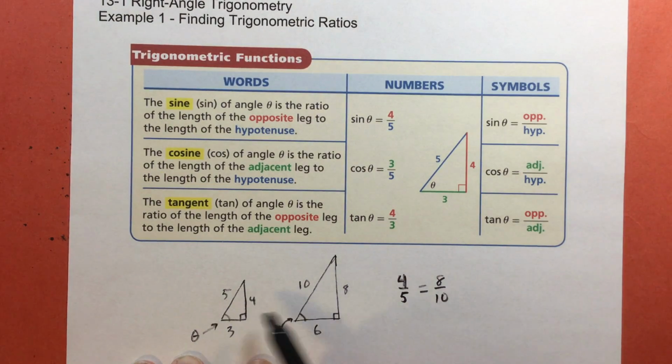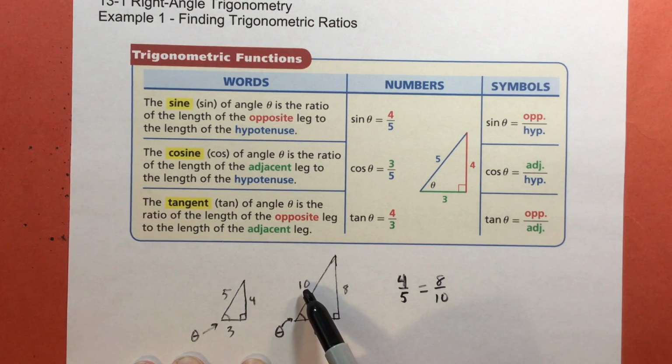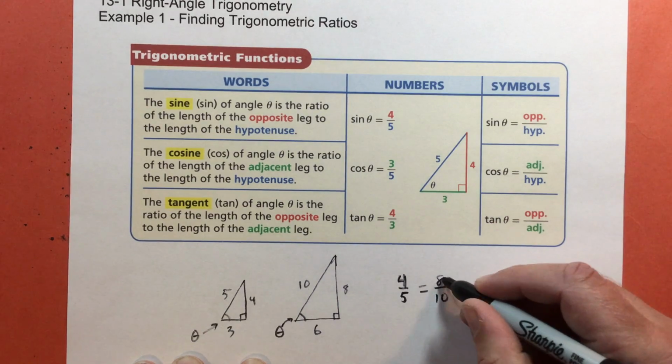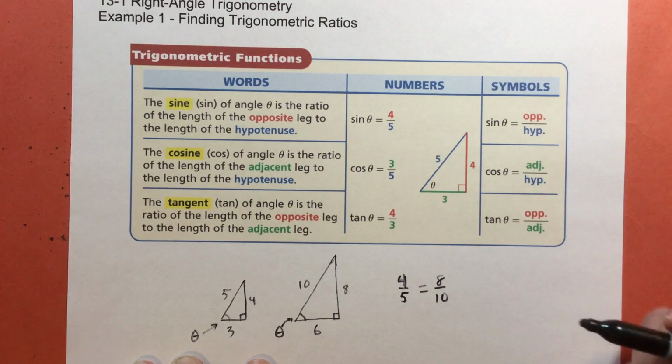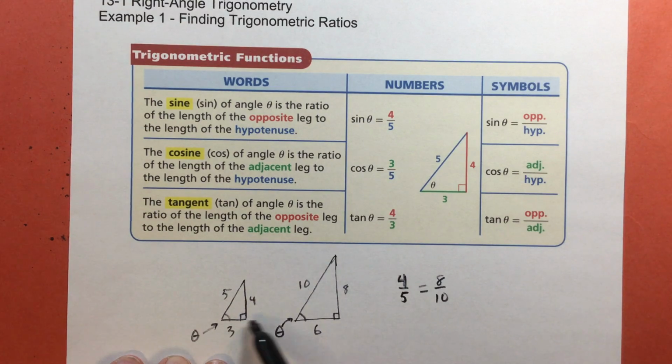What happens is, when I scaled this one up by multiplying 3 times 2, 4 times 2, 5 times 2, that 2 is what I reduce by here, by that scale factor. It goes back to the simplified form. So what does that mean? That means that as long as I have a triangle that is similar to a 3, 4, 5, which is any scaling of it, the ratios opposite over hypotenuse, adjacent over hypotenuse, or opposite over adjacent are all going to simplify and be the same. It's going to be constant.